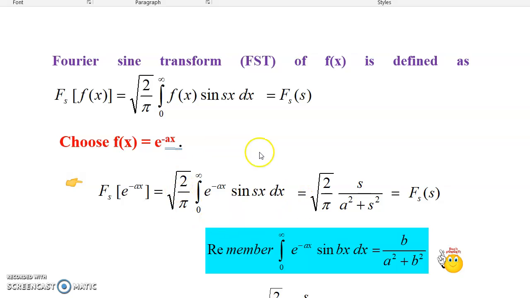And look at this integration. We have to use this integration formula to evaluate this. So we have to compare with this integration formula. Here in the place of a, here you have a, and in the place of b, here you have s. So comparing with this integration formula, the final answer of this integral is b by a squared plus b squared. So here in the place of b, here you have s. So s by a squared plus s squared. So look at this. We have got the answer of the Fourier Sine Transform in terms of s. So this we call as Fs of s. Of course, the suffix denotes it is the Fourier Sine Transform answer.